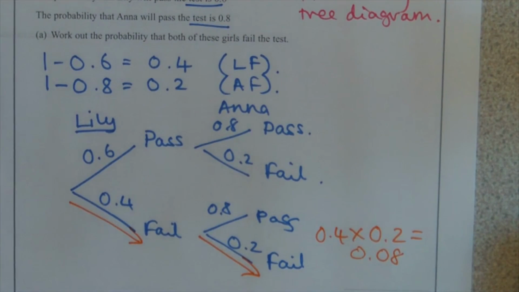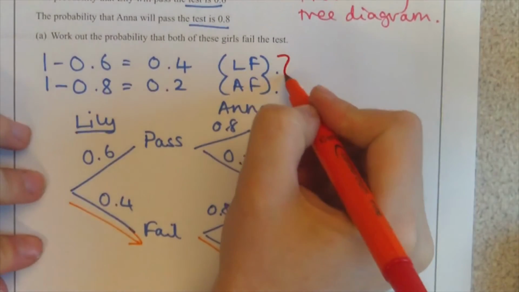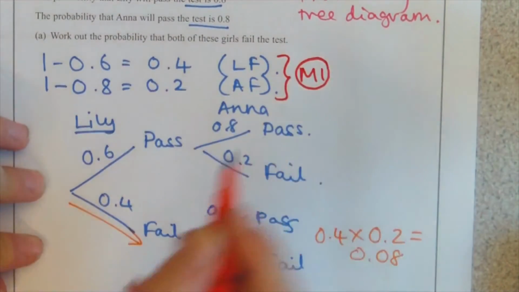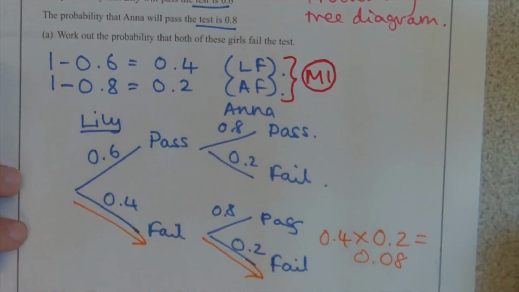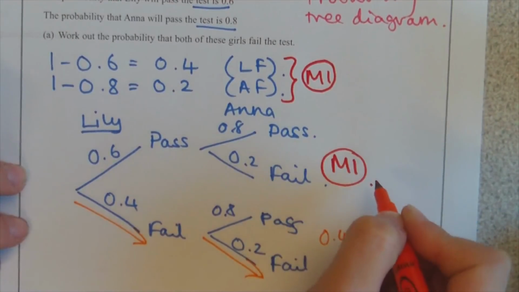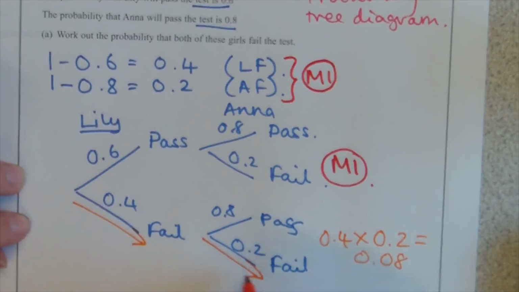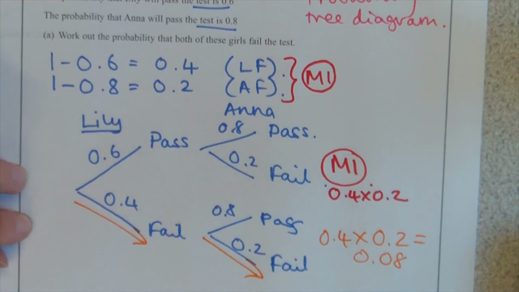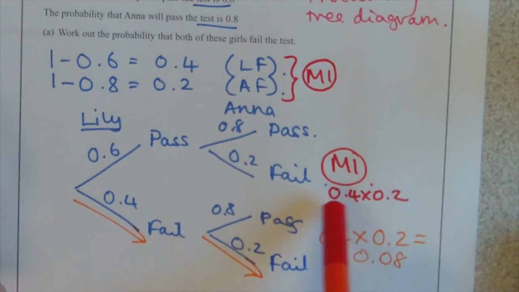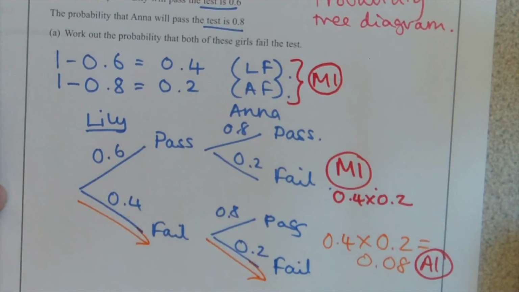With regards to the mark scheme, you get 1 mark for working out either that Lily fails or that Anna fails. So either one of these two numbers will get you your mark. Your second mark is going to be for drawing a tree diagram, and following some sort of branch there. So any information that's going to lead you to this is going to get you your second mark. Your final mark is just for the answer, 0.08.